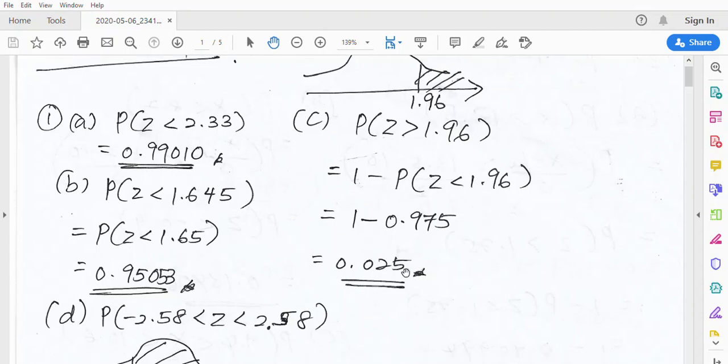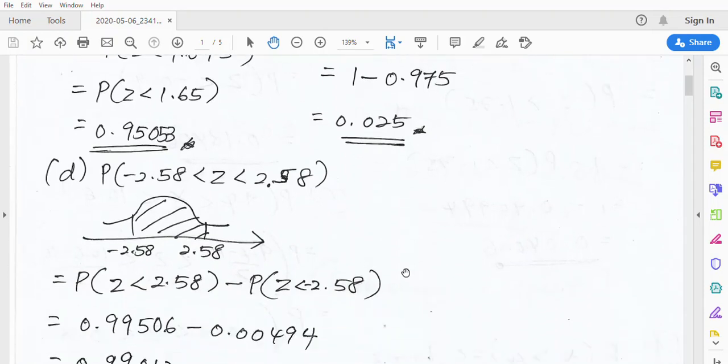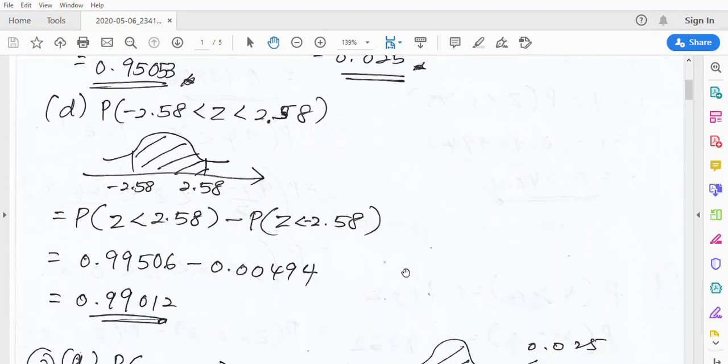Okay. Then we go for d. So d is between negative 2.58 and 2.58. So we simply subtract the probability of negative 2.58 from the probability of 2.58. Since we subtract both, we can cut off this part, and we will get this probability. So the value is 0.99012.